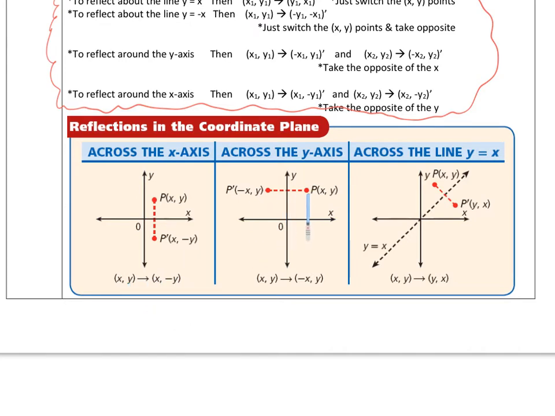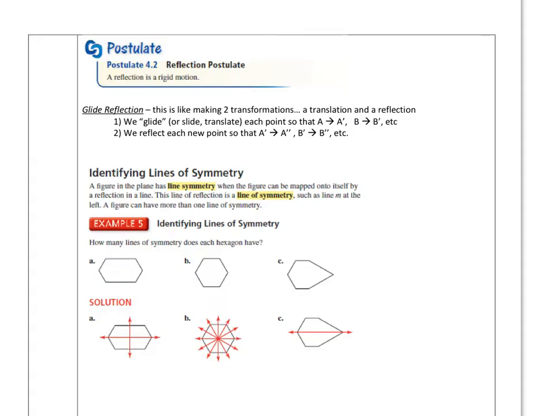Over here, P and P prime, you're going across the y-axis. So the x becomes opposite, but the y stays the same. So (x, y) goes to (negative x, y). And then over here about the line y equals x, we're going to go ahead and flip the x and y. And this graph doesn't show y equals negative x, but we need to know that one as well. And then we said it's an isometry, which means it is a rigid motion.